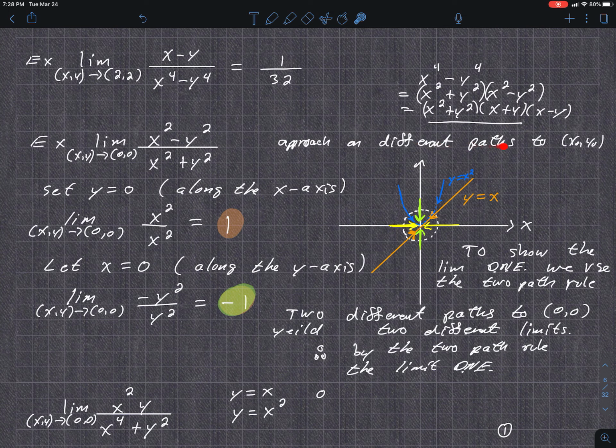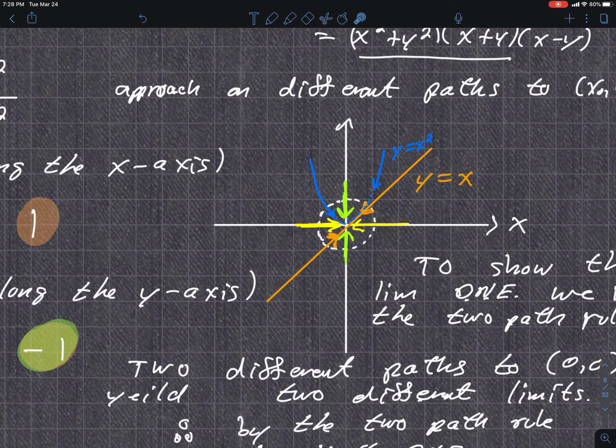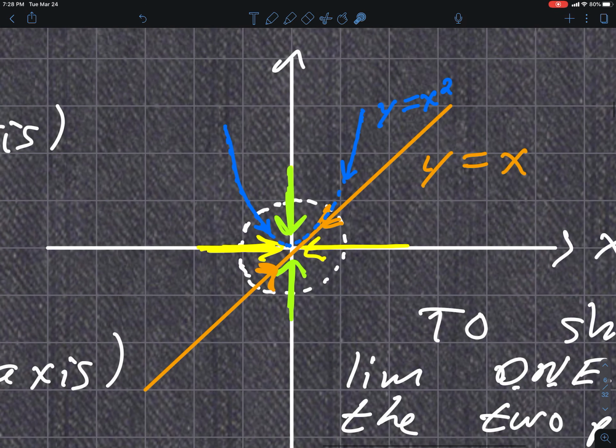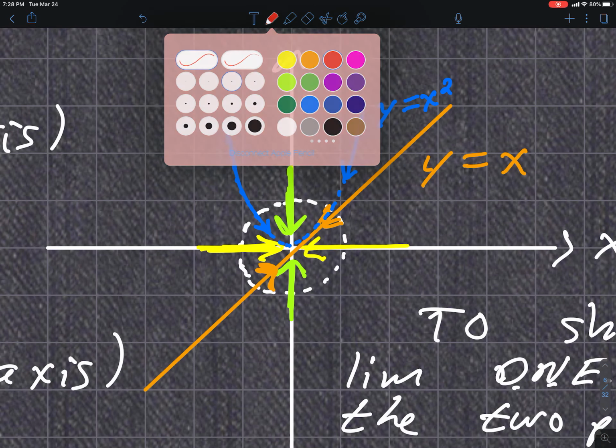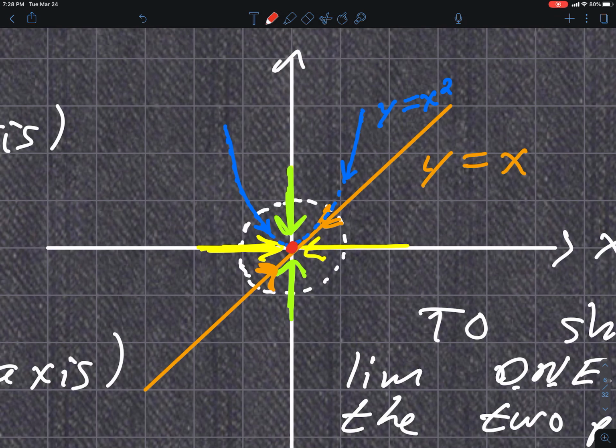Okay, then we get to showing a limit doesn't exist. So approach on different paths to a limit. Here you're approaching 0, 0, and you basically are picking these paths, approaching whatever point is in question. So the point in question as you're approaching is 0, 0, right here at the origin. You approach on different paths: y equals x, like this, or you can be on the x-axis and then the y-axis, or it could be a parabola like this.